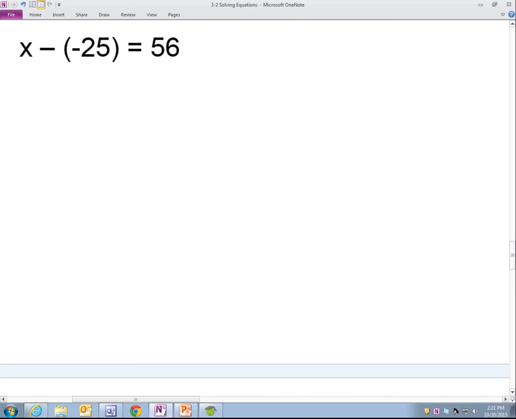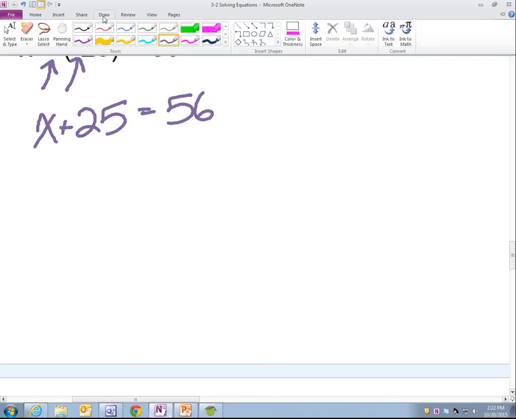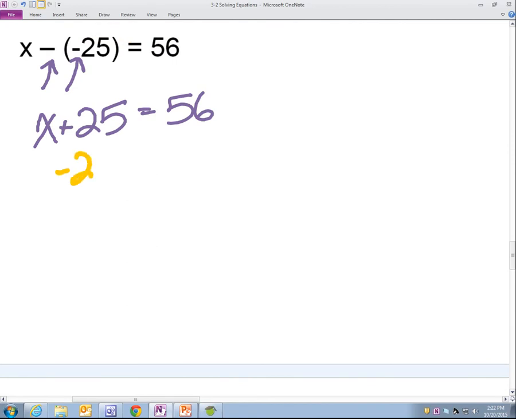Next, we are going to rewrite this guy because we have subtraction, so we're going to keep, change. That's the action. That's the action of multiplying fractions. That's keep, change, flip. And since 25 is being added to x, we need to subtract 25.